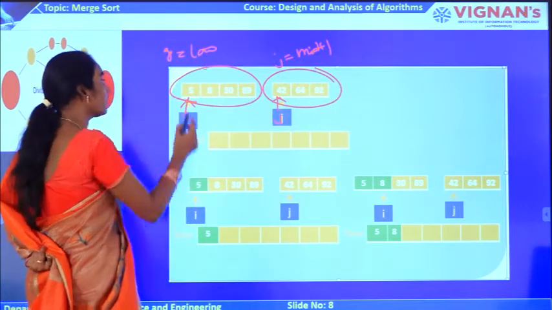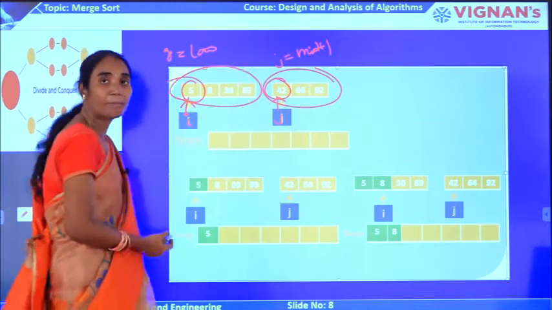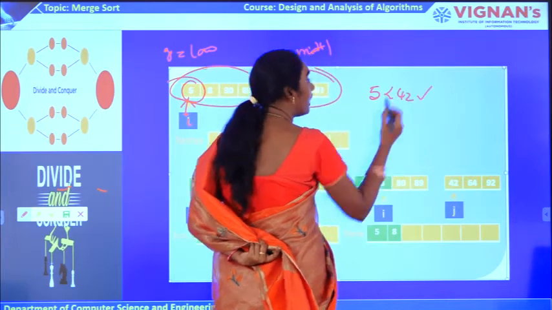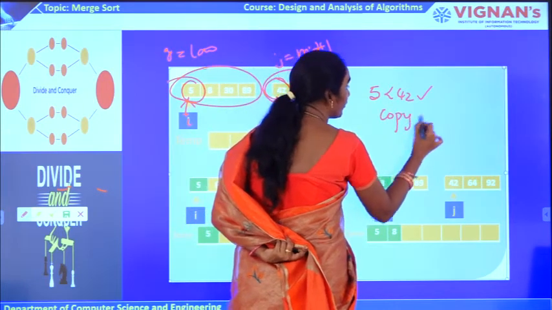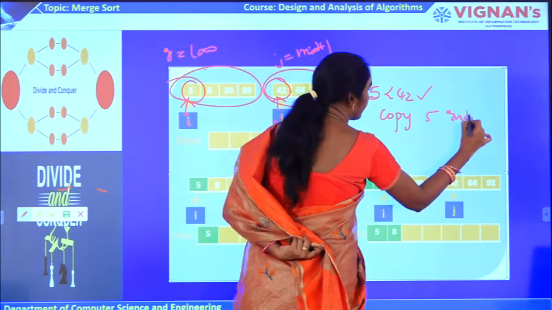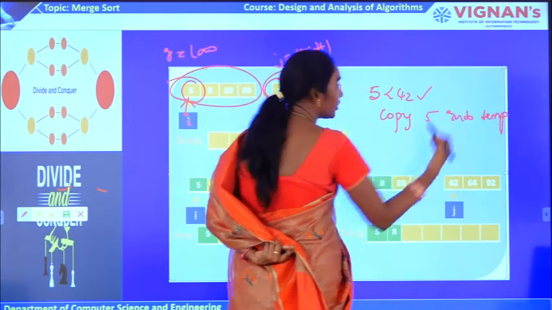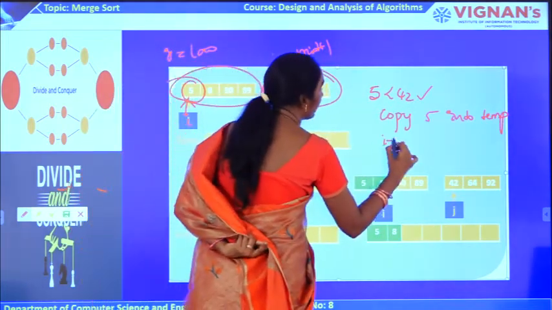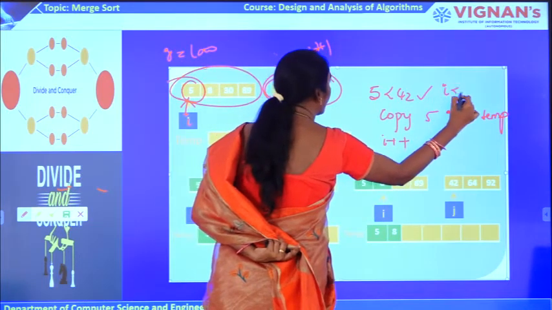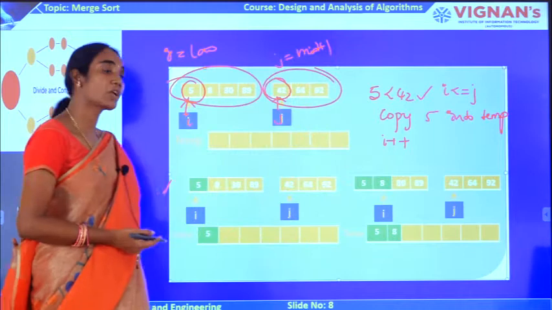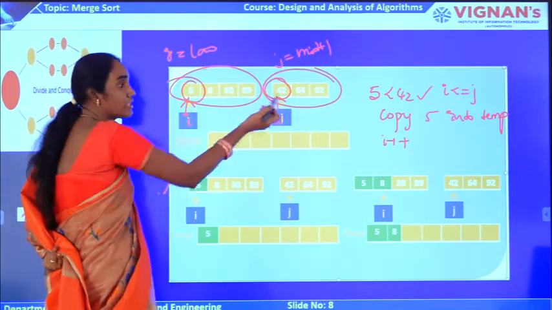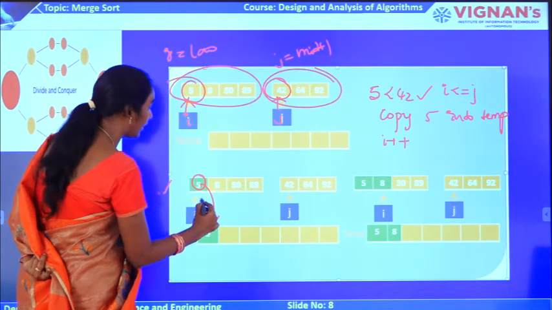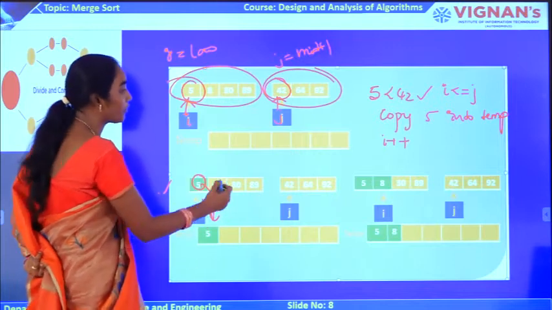So now here this 5 and 42 get compared. Now as 5 is less than 42, I have to copy this 5 into temp and I need to increment this i, that is i plus plus. So here I am comparing with i less than or equal to j. If i is less than or equal to j, I need to copy that. So now 5 is less than 42. So immediately I have to copy this 5 into temp and I need to increment this i to here. Now i will point to 8.